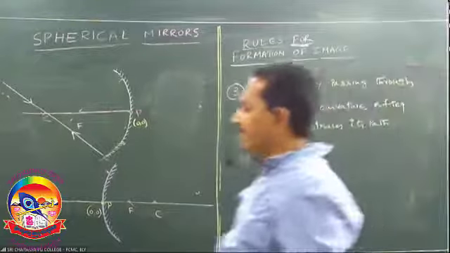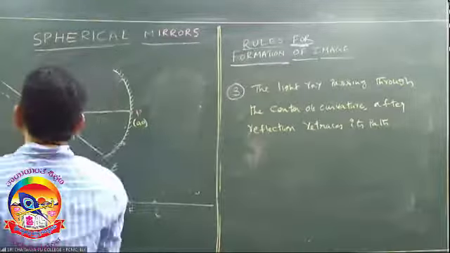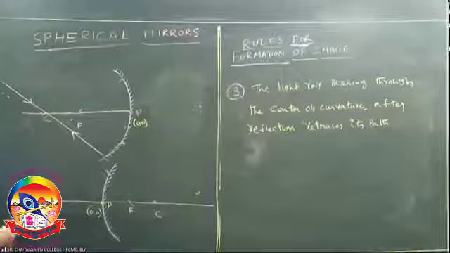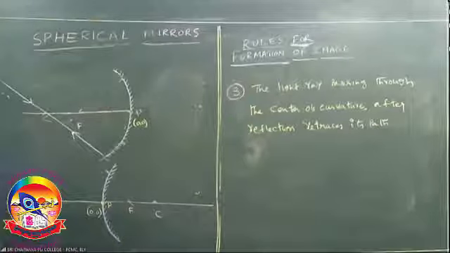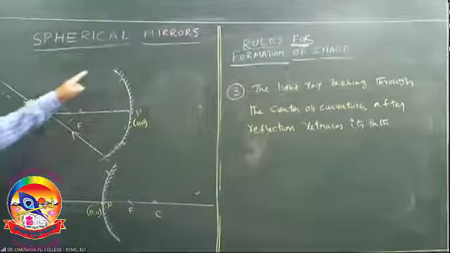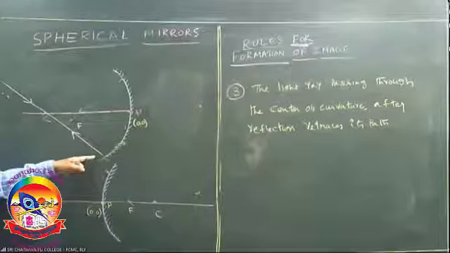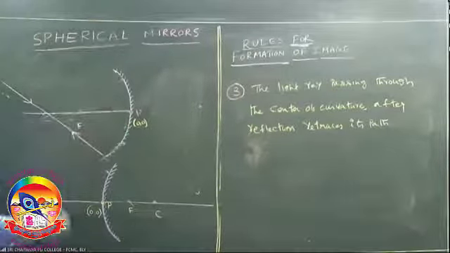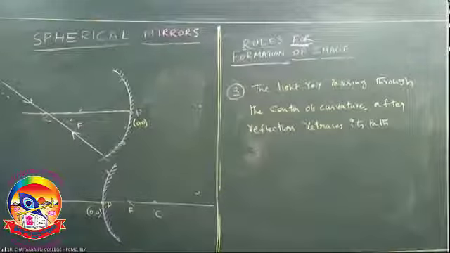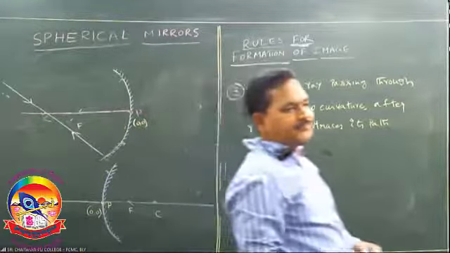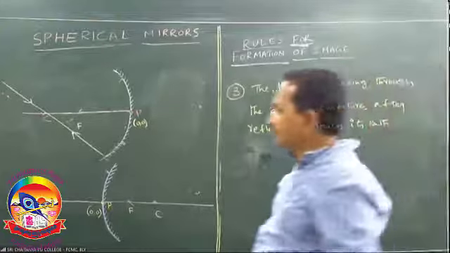So here I am stressing once again how to draw the normal for the spherical surface. To draw the normal, draw a straight line from center of curvature to any point on the mirror. This point, this point, this point, wherever the reflection takes place. That is normal. For normal incidence, the light ray should retrace its path. This is the third rule.